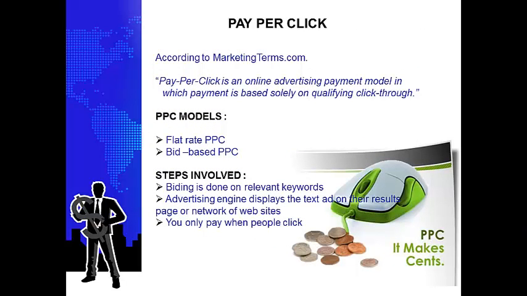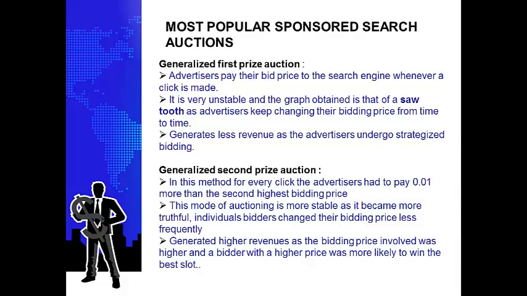Pay-per-click. Pay-per-click is an online advertising payment model in which the search engines get paid by the advertisers whenever a click is made on the advertiser's link. In our project, we focus on bid-based PPC. So let's see what the most popular sponsored search auctions are. There are two: generalized first price auction and generalized second price auction.